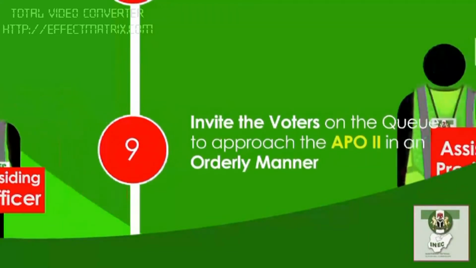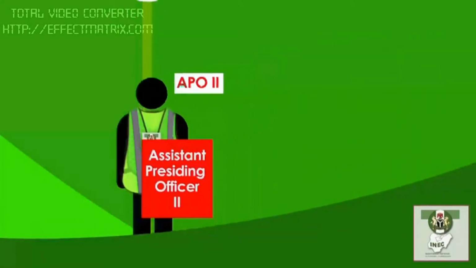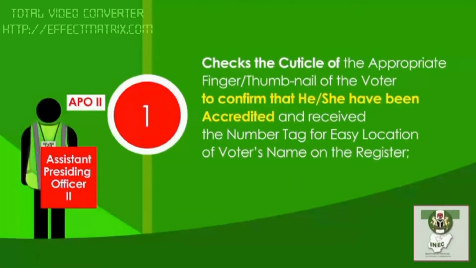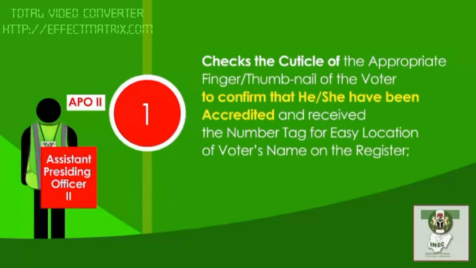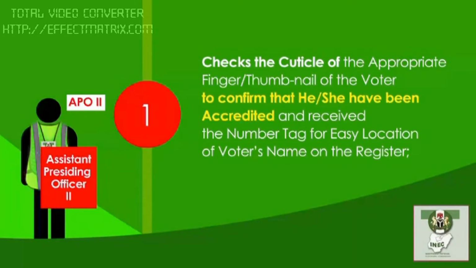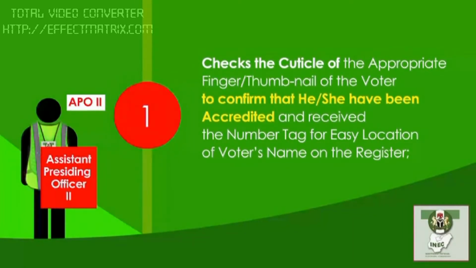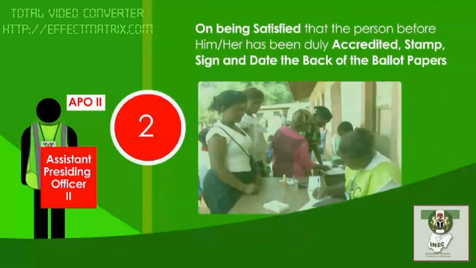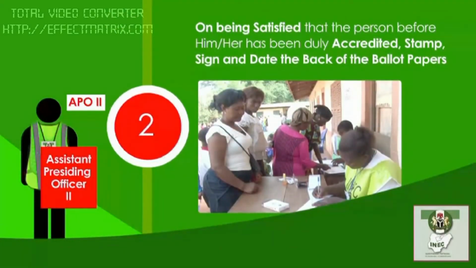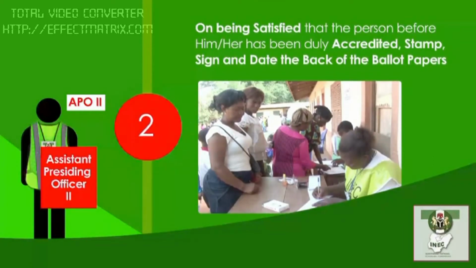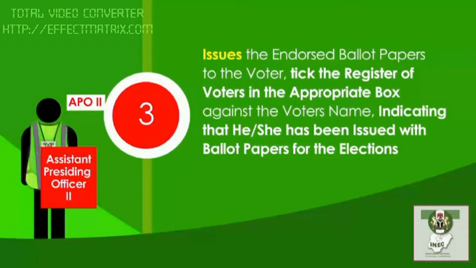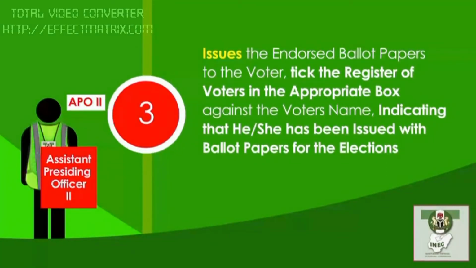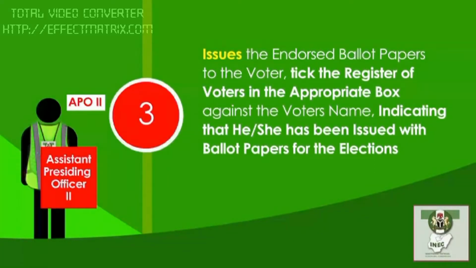On presentation of the PVC by a voter, the APO2 shall check the cuticle of the appropriate finger or thumbnail of the voter to confirm that he or she has been accredited and received the number tag for easy location of the voter's name on the register. If satisfied that the person before him or her has been duly accredited, stamp, sign and date the back of the ballot papers. Issue the endorsed ballot papers to the voter. Tick the register of voters in the appropriate box against the voter's name, indicating that he or she has been issued with ballot papers for the elections.